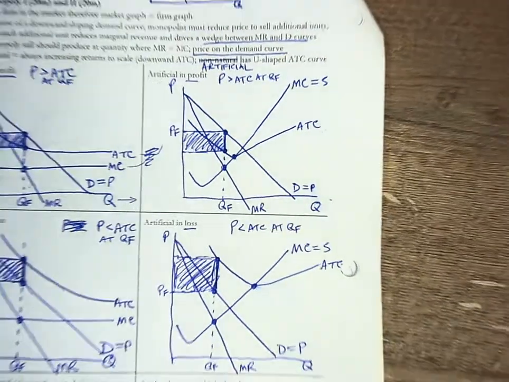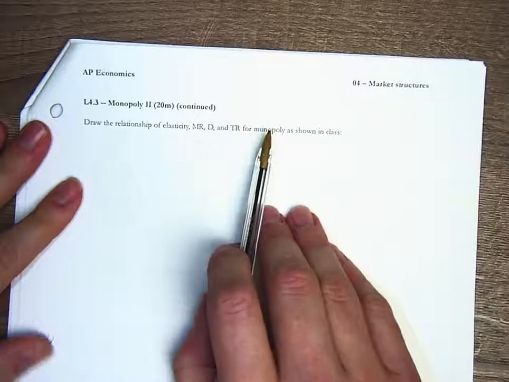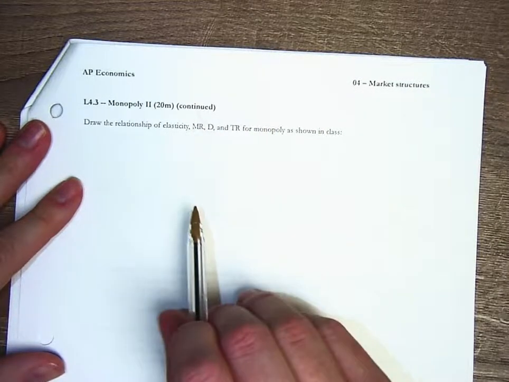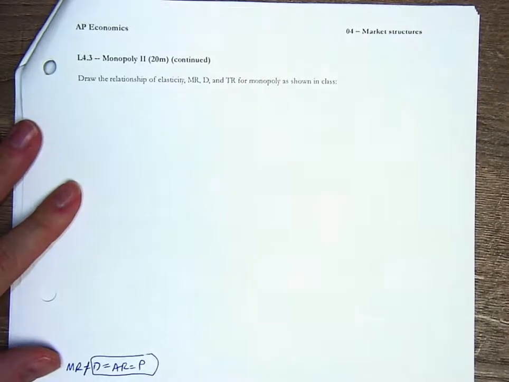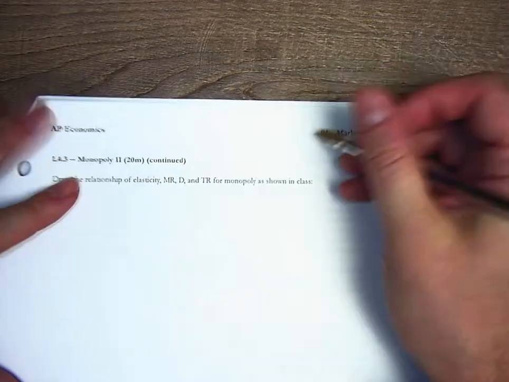We're going to take a look at the next page, and on the next page we're going to draw the relationship of elasticity, marginal revenue, demand, and total revenue for monopoly. Now this is actually going to be a little bit of a review from the previous unit, 2 units ago, where we learned the total revenue test of elasticity. So just really quickly, I'm going to write that up here.